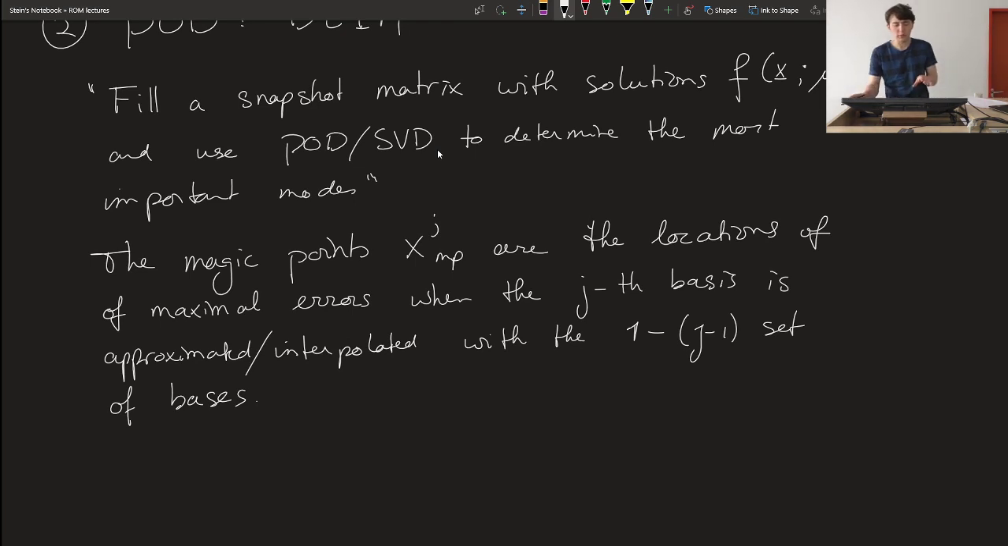So what does that mean? What we're going to do is reduce POD. That's something we're familiar with. From POD we obtain a bunch of basis functions, and we know from POD that the first ones are going to be the ones that represent the complete set of solution states best. And then we're going to take the magic points to be those locations where each of the first few bases would make the largest error when they try to approximate a new basis.